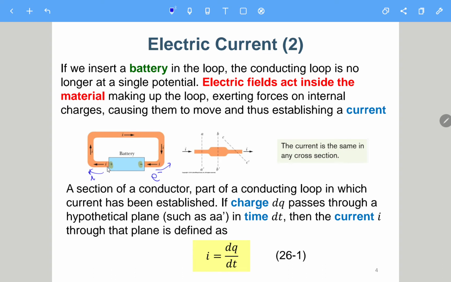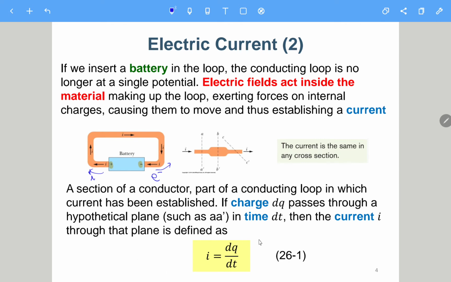Okay, so in this case, the potential is not uniform for this loop. Actually, the electric field should go from here to there, so that this can push the carriers or the charged particles to move. Okay, a section of conductor, and so on.